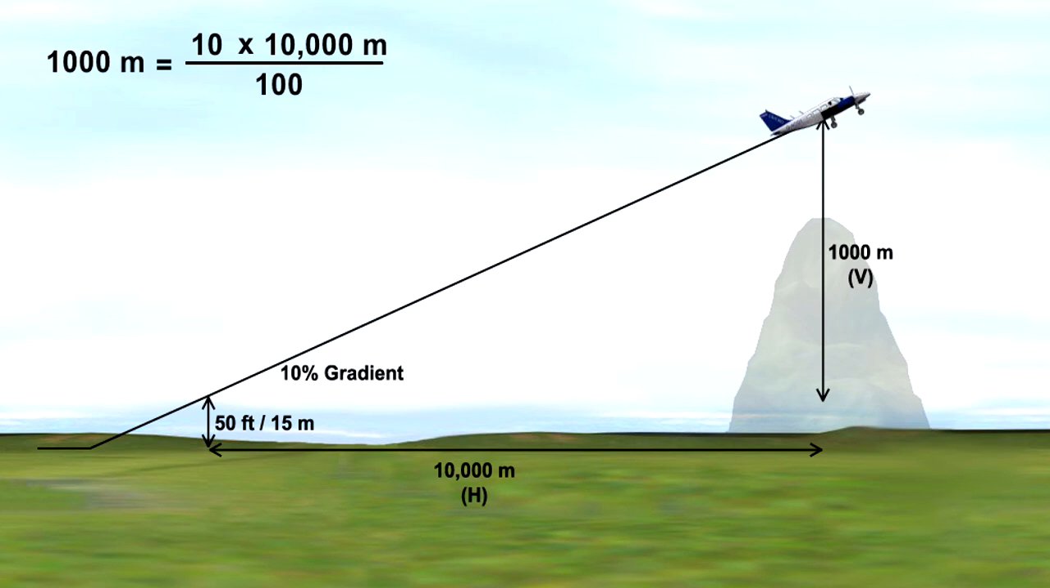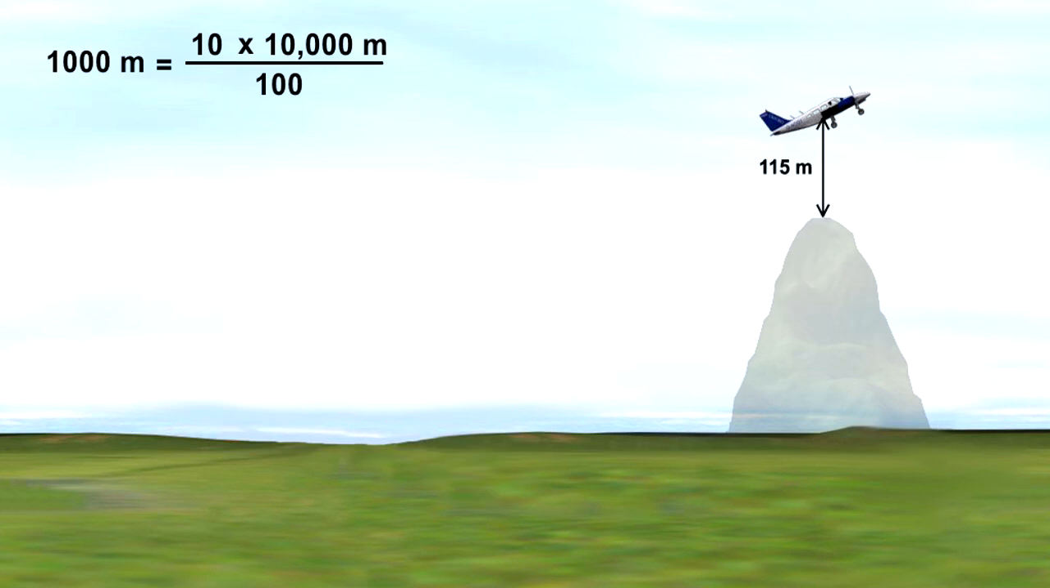However, the question stated that the aeroplane was at the end of the takeoff distance, and therefore at the screen height. In order to calculate the aeroplane's height above ground level, we must add the screen height, which is approximately 15 meters. We can now calculate the clearance. The aeroplane has attained a height of 1,015 meters above ground level, and the obstacle is 900 meters above ground level. Therefore, the clearance is 115 meters.